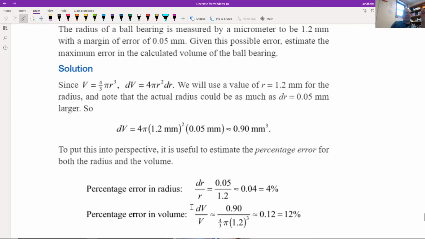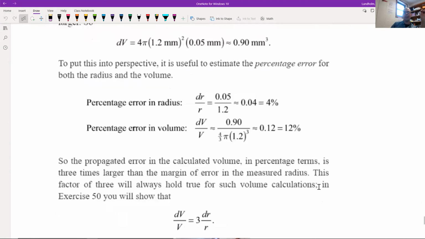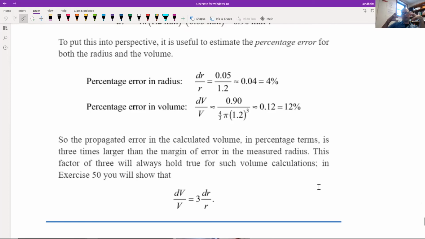Notice that when we get to the volume and we compare the nudge to the volume and the actual volume, we get 2% instead of 4%. That growth in the propagated error always happens when you are comparing linear values to cubic values or volume values. So that's cool. It's not a coincidence that one of those is 3 times the other.